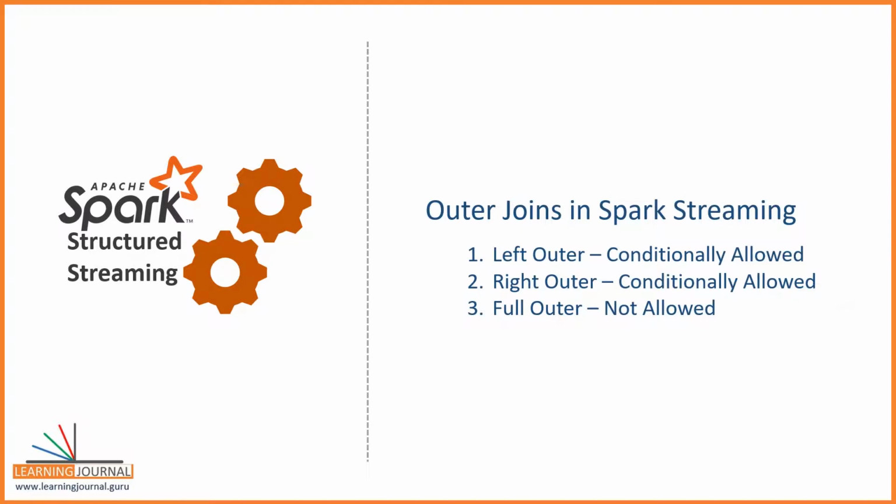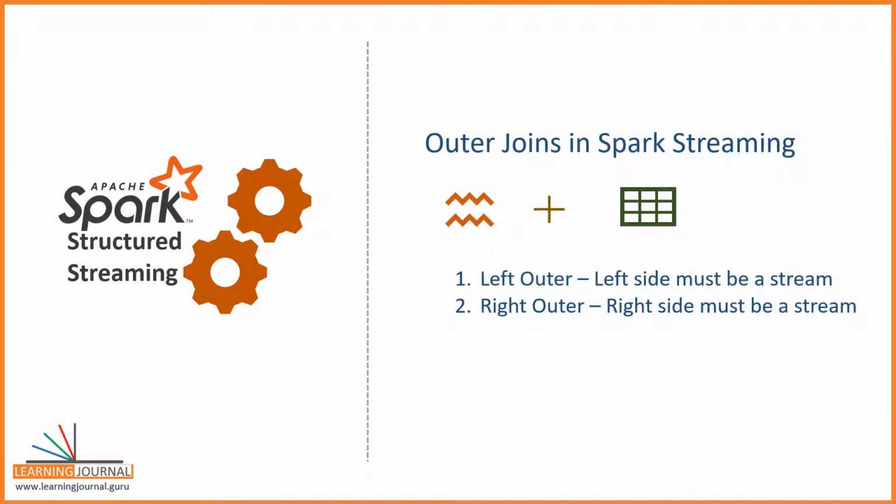Let me explain. A stream to static data frame join is allowed with the following conditions. Left outer join is allowed if the left side is a stream. Right outer join is allowed if the right side is a stream. Simple, isn't it? If you want to perform an outer join, keep the stream on the left side and apply the left outer. Simply keep the stream on the right side and you can use the right outer join.